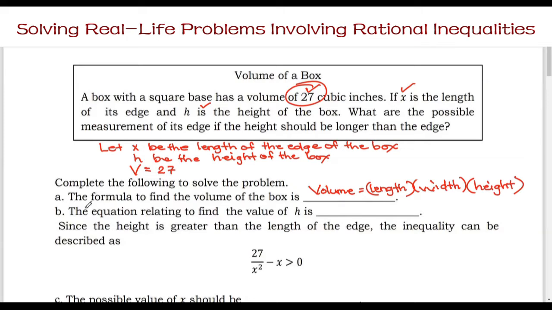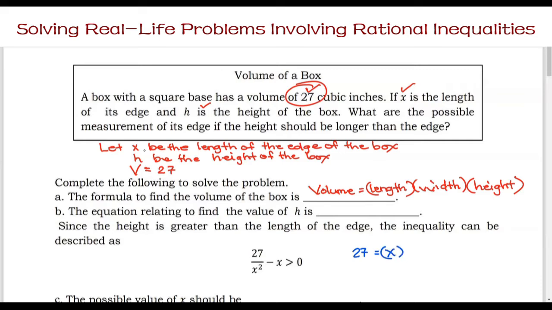For guide question B, we're going to express h as a function of x. Here we do scratch work. I will use the formula volume equals length times width times height to get a function for h. What is the volume? It's given, it's 27. So we write 27 equals. Next, what is the length? It is x.